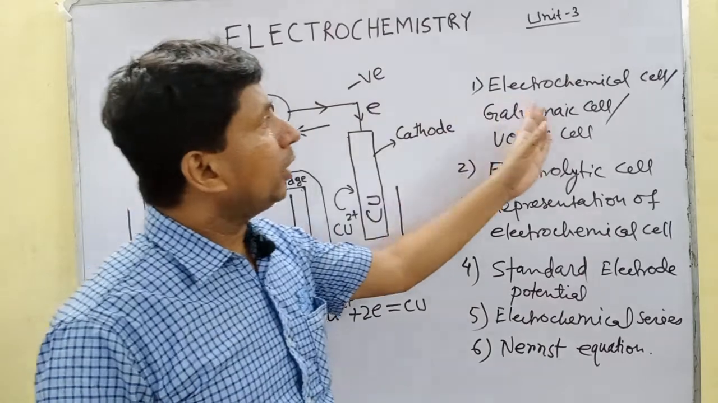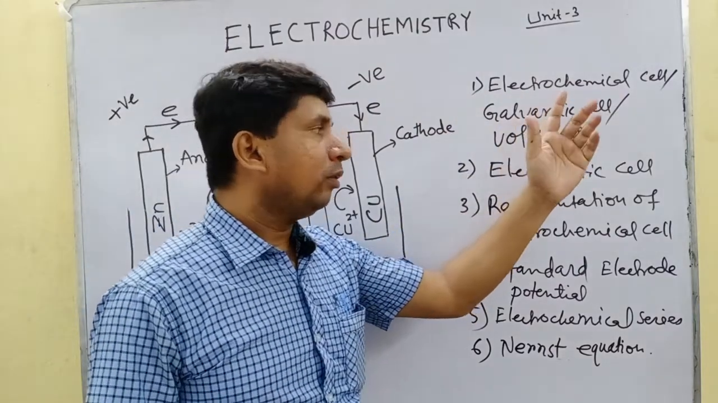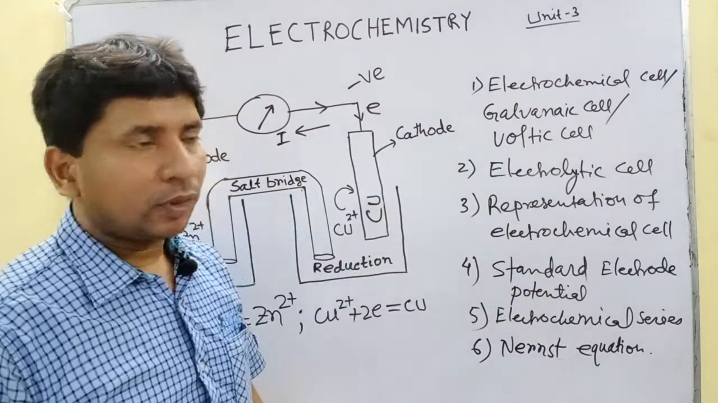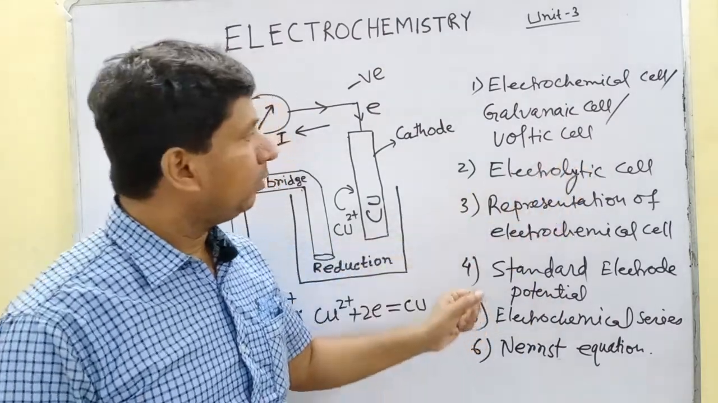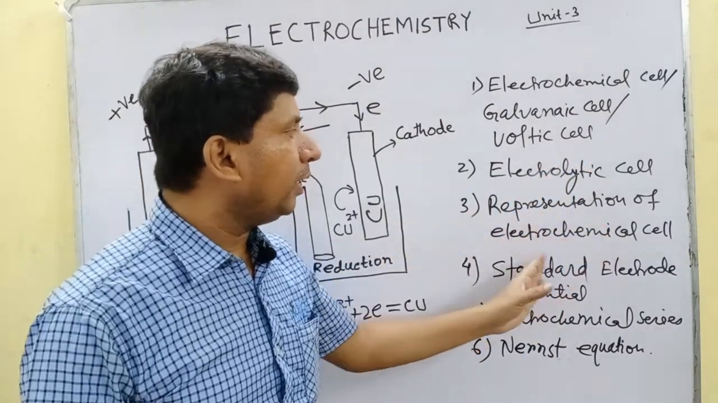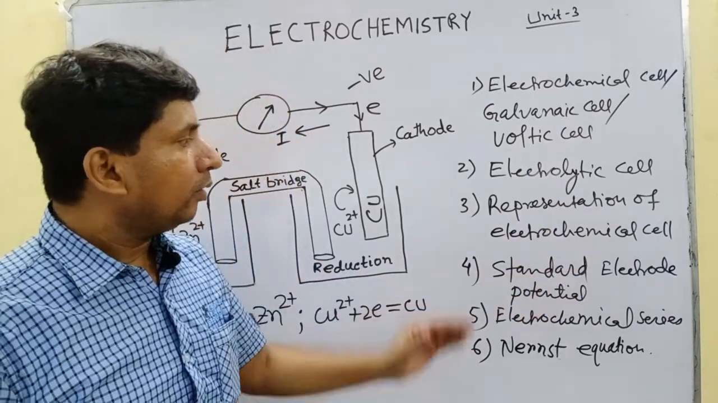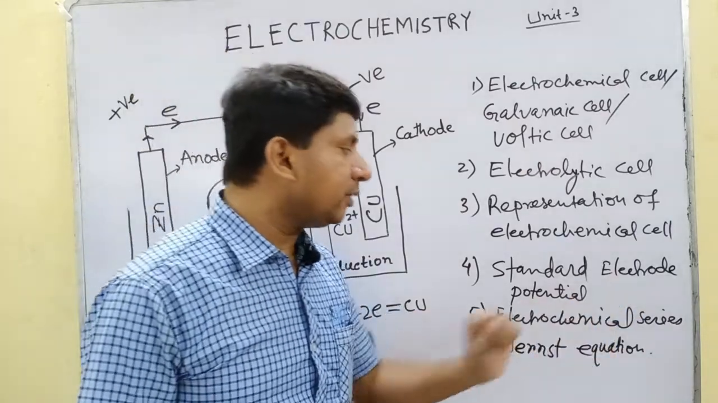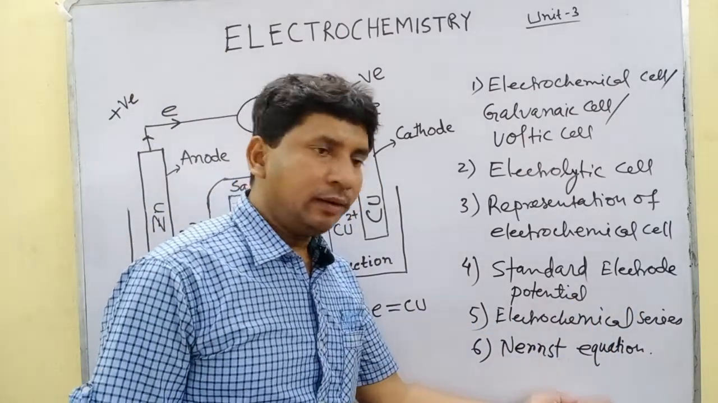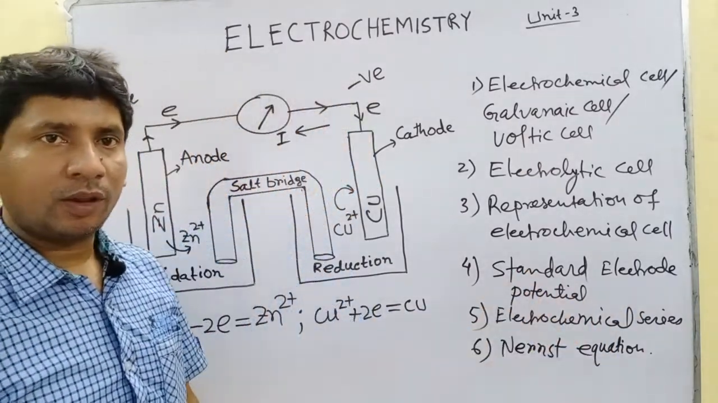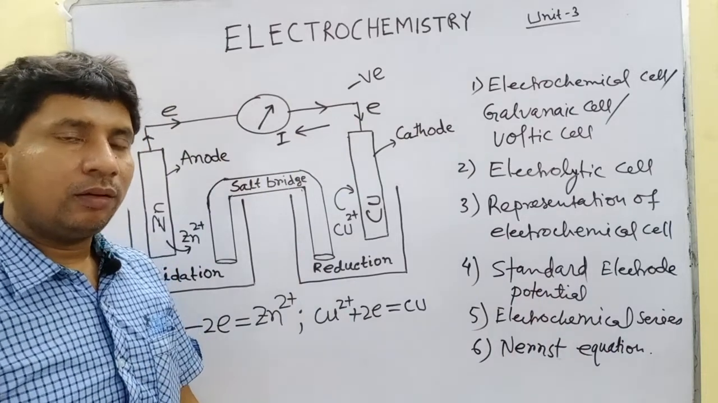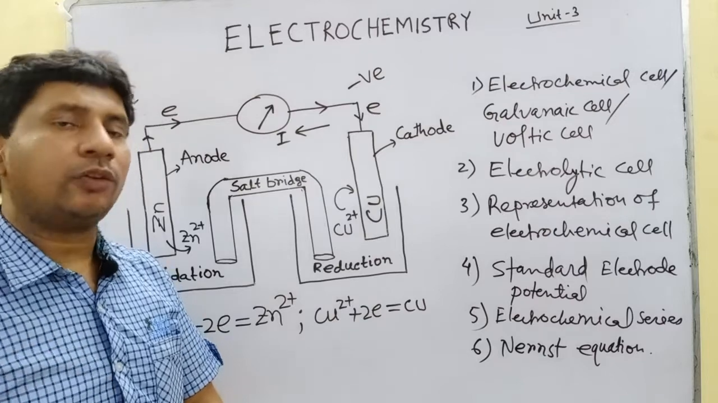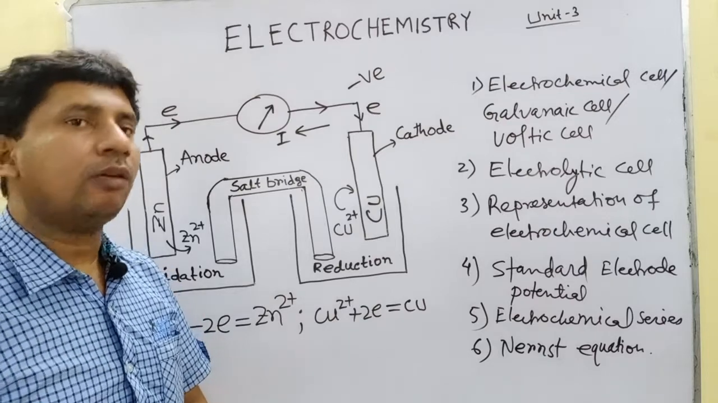then the electrochemical cell or galvanic cell or voltaic cell, electrolytic cell, representation of electrochemical cell, standard electrode potential, electrochemical series, and then the Nernst equation. And in the second lecture I will discuss the other topics of electrochemistry in our syllabus.